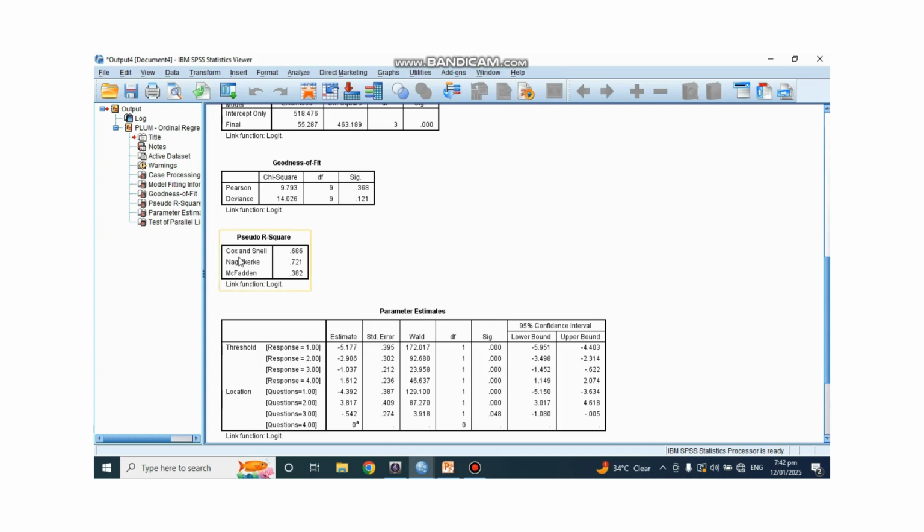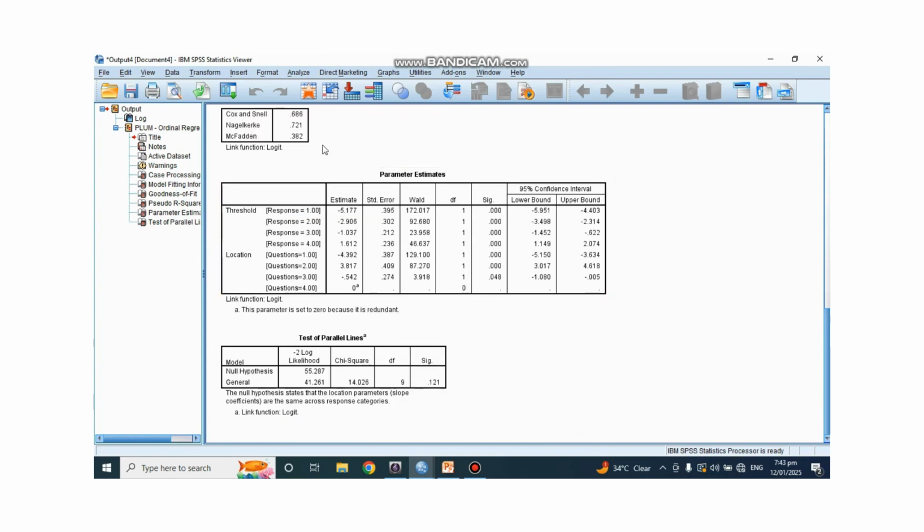For the pseudo R-square, we have the Cox and Snell, which is 0.686. Basically, this is telling us how well our model is explanatory. So the Cox and Snell here is 0.686, which indicates that approximately 68.6% of the variation in the dependent variable is explained by the independent variable.